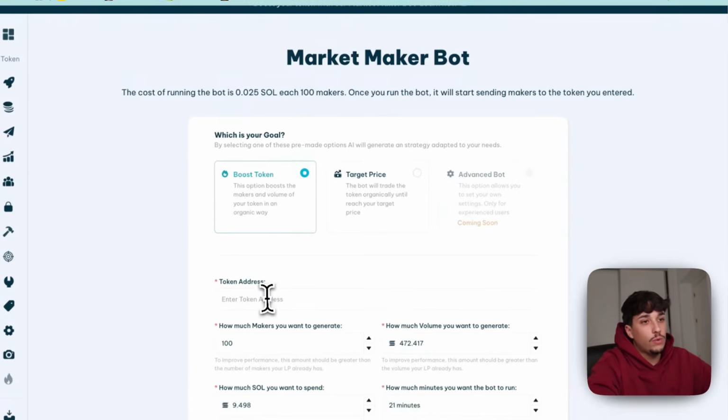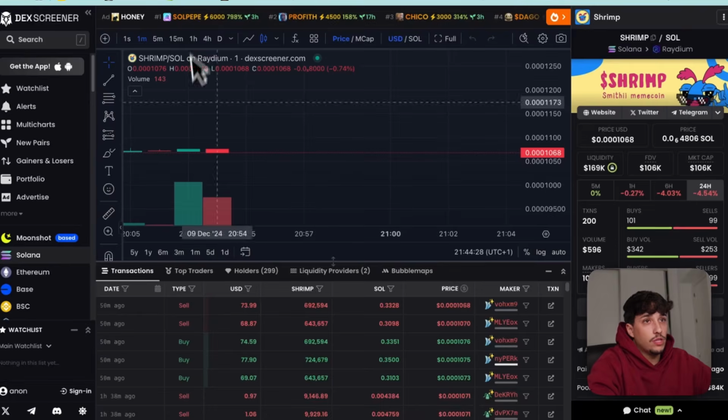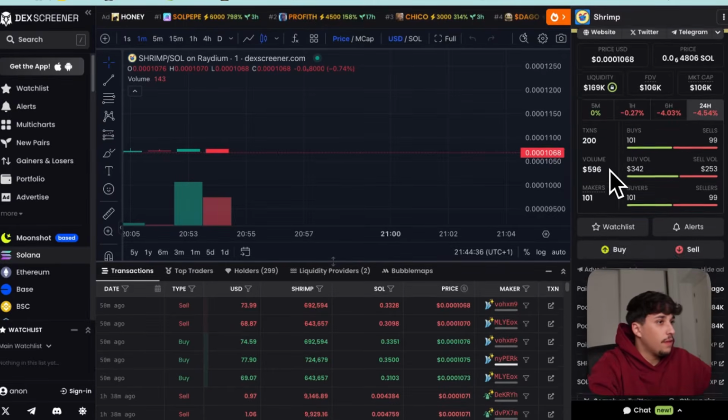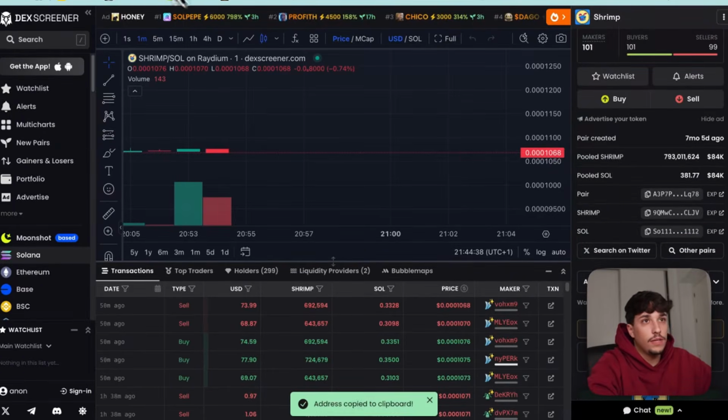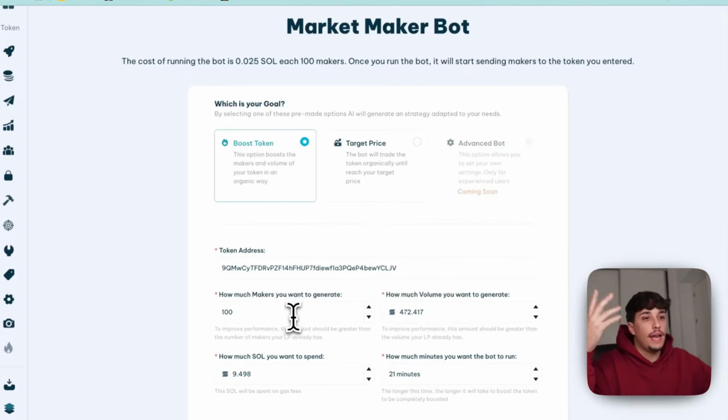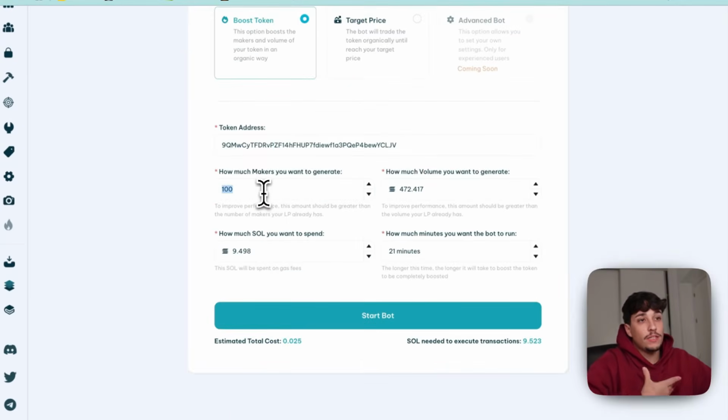So now we need to put the token address of the token we want to push. I'm gonna use a stream. We can check the current stats: 100 makers, 200 transactions, 600 volume so far. So we will copy the token address, come back here, and paste it here. Now we can set how many makers we want, the volume, etc.